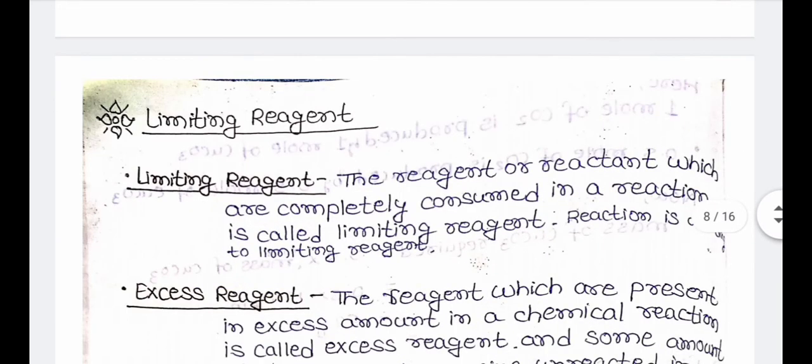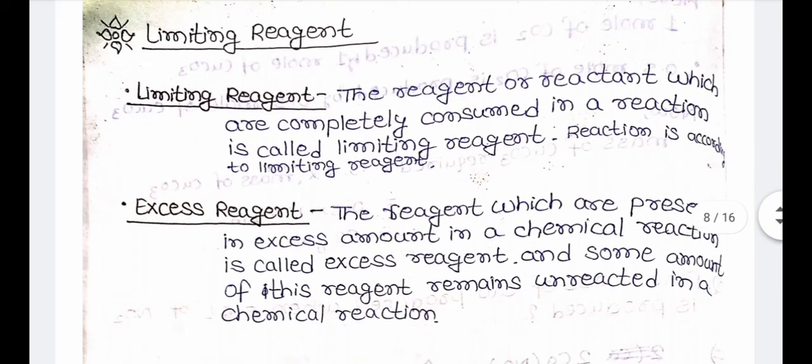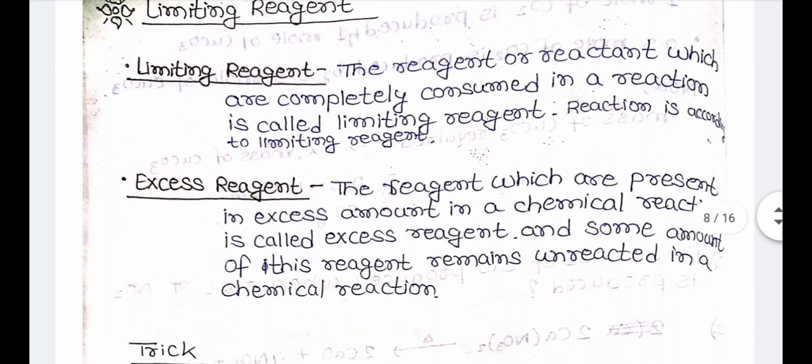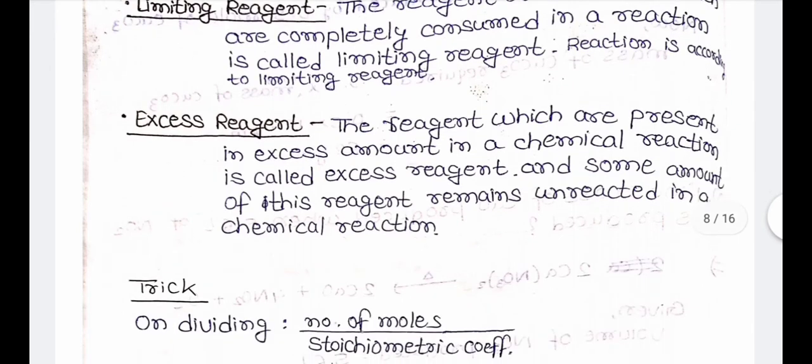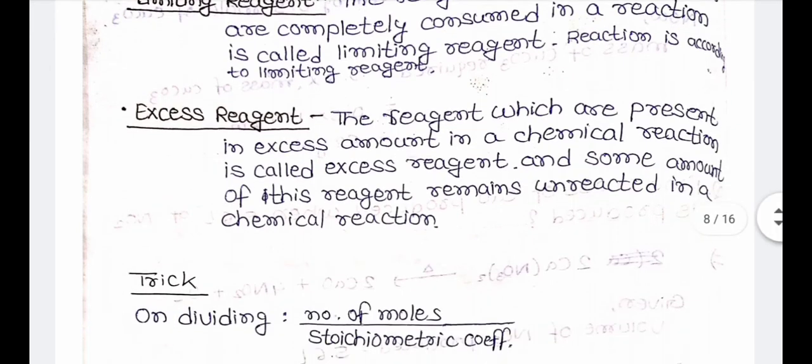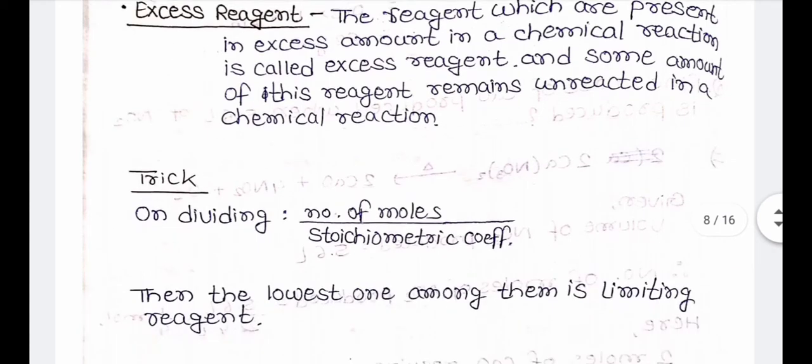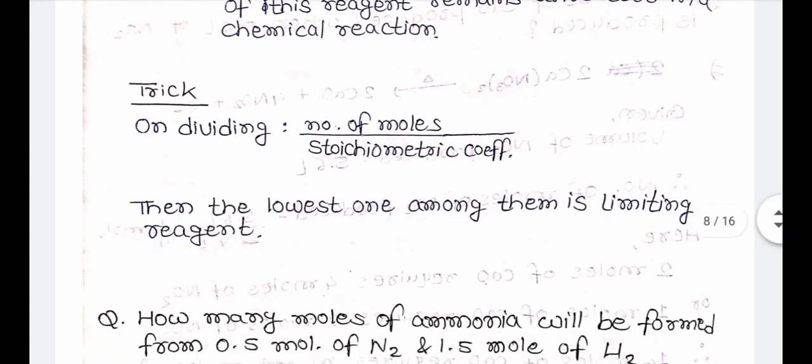Now, limiting reagent. The reagent or reactant which is completely consumed in a reaction is called the limiting reagent. The reaction proceeds according to the limiting reagent. Excess reagent: the reagent which is present in excess amount in a chemical reaction is called the excess reagent, and some amount of this reagent remains unreacted in the chemical reaction. On dividing the number of moles by the stoichiometric coefficient, the lowest one among them is the limiting reagent.